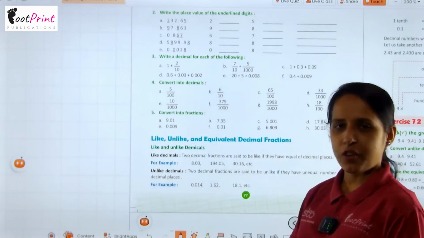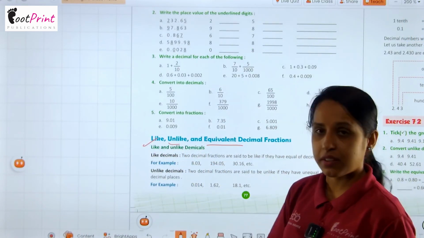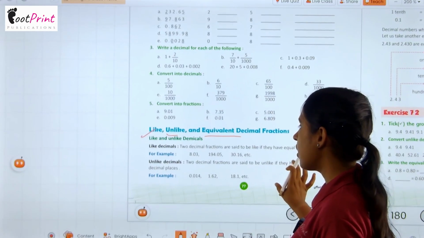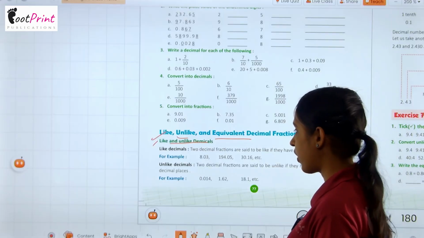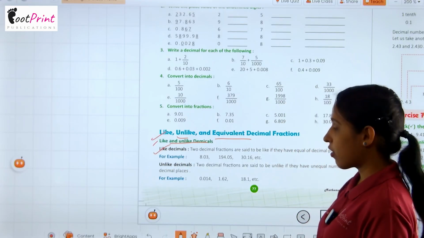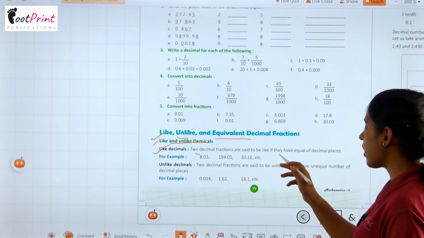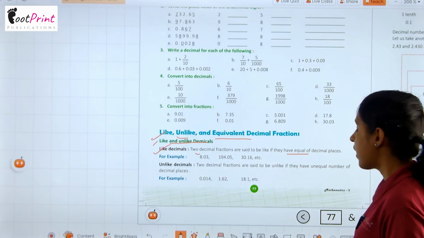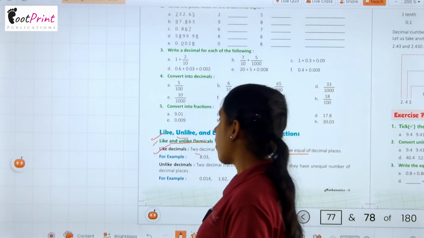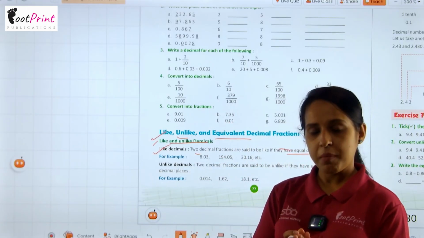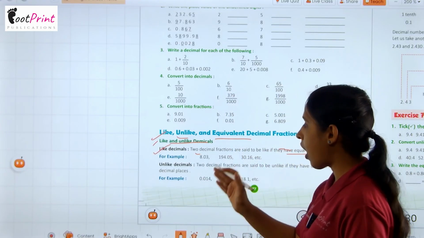Okay, now students, we will learn like, unlike and equivalent decimal fractions. Here the first one is like and unlike decimals. So what are like decimals? Two decimal fractions are said to be like if they have an equal number of decimal places. We learned how we count decimal places. So if we have the same decimal places in the numbers, we can say that those are like decimals.